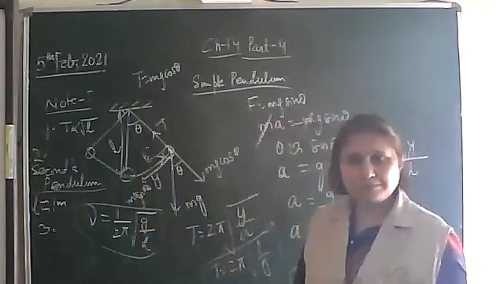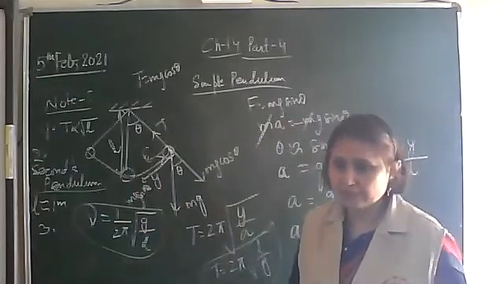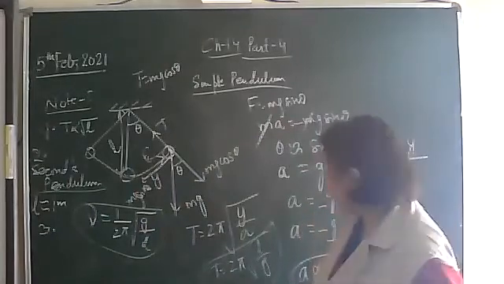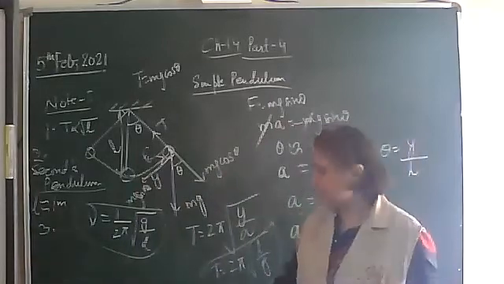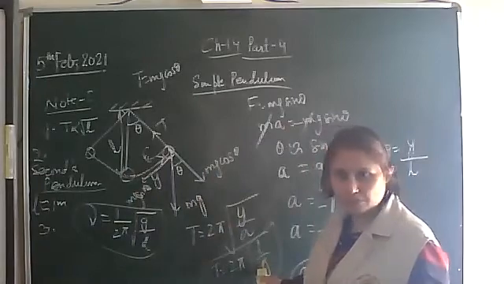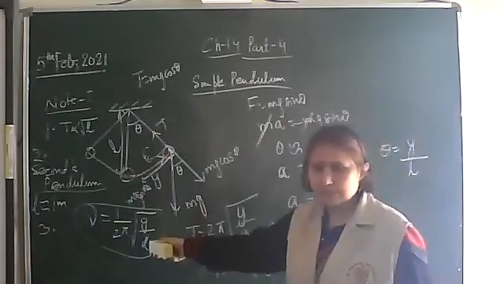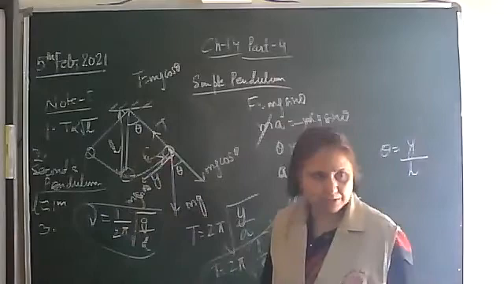Okay, so this is all about the simple pendulum. A simple pendulum, when it is oscillating, is performing simple harmonic motion. Why? Because the acceleration is directly proportional to the negative of displacement. We have found its time period, which is equal to 2 pi under root L by g. Frequency is the reciprocal of time period. Two points here we have discussed.